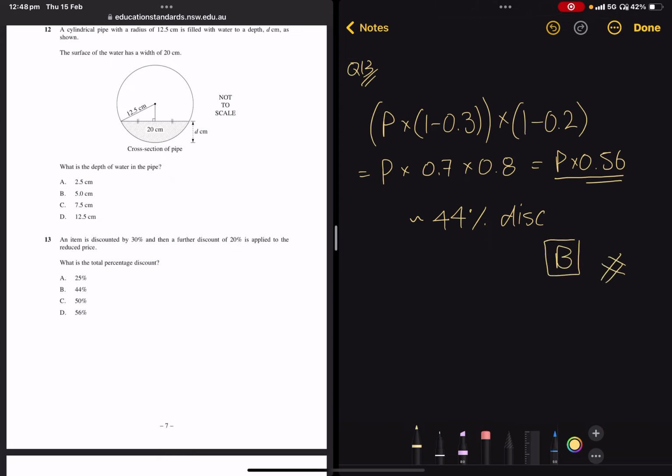And B is in fact the correct answer. You also know that it has to be 44. It can't be more than 50, right? Because adding the 2 would give you 50. So applying 1 and then applying the next one on a lower value will definitely give you less than 50. So the fact we've got a 56 here, this is the amount of the price remaining when you apply the discounts, not the discount itself. But we use this value to get the 44.